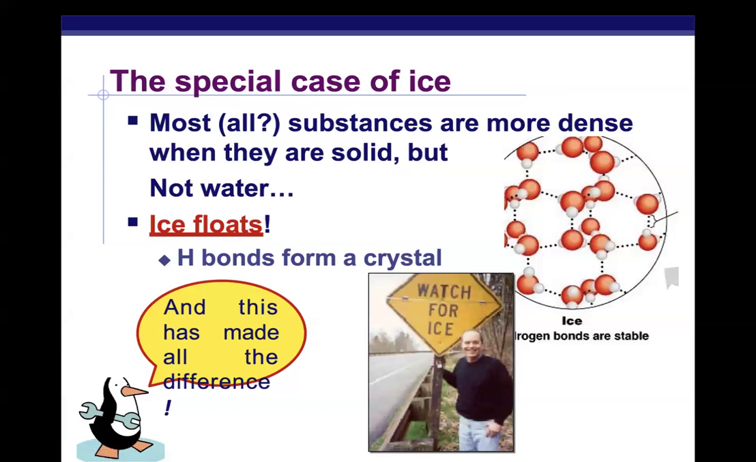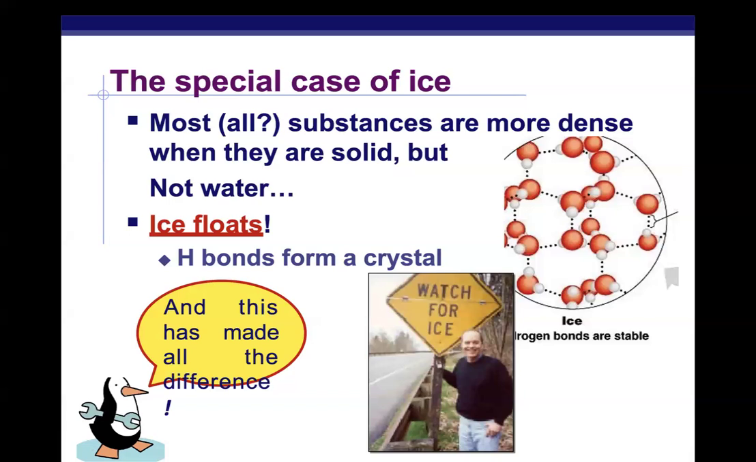They form and they break, and they form and they break, and these water molecules slide past one another. Now, as the water molecules lose energy, those hydrogen bonds become more stable, more permanent. They don't break as easily because there's less energy in the average atom in that sample of water.